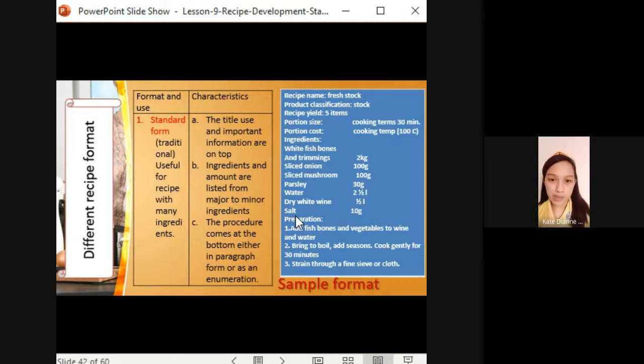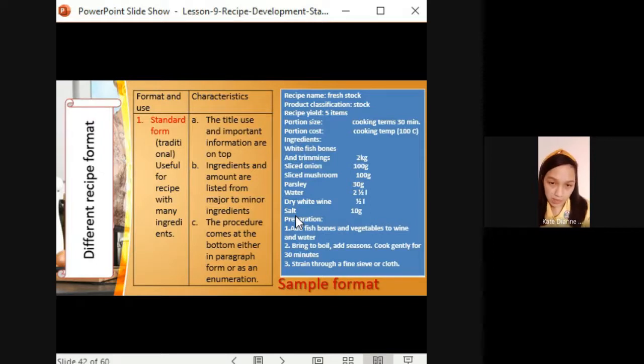So, ayan, ingredients and amount are listed from major to minor ingredients. So, magsisimula tayo sa mga major ingredients natin up to minor. So, for example, sa adobo, ano ang major ingredients ng adobo? Anyone? Ano ang main ingredients ng adobo? Di ba yung ating gagamiting pork or yung ating gagamiting chicken? So, yan. Sunod-sunod na yon. Followed by the mga minor ingredients natin which are the oil, mga onion, garlic, ayan.